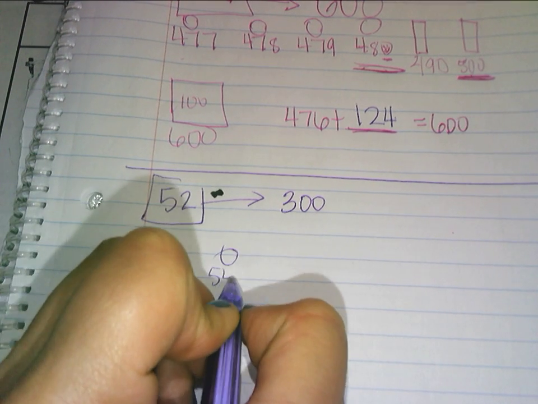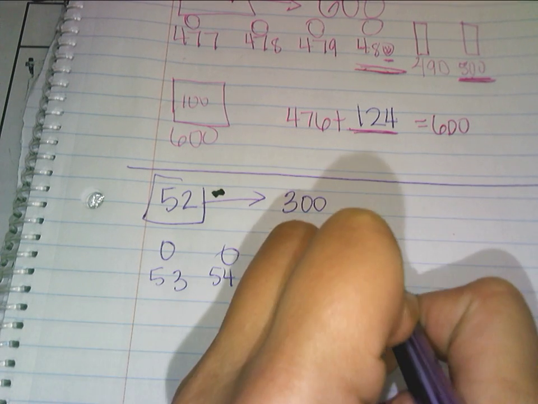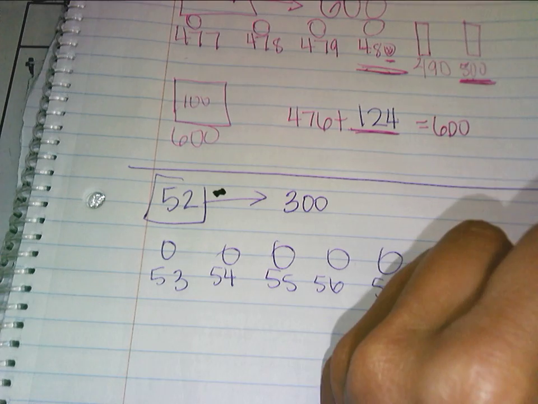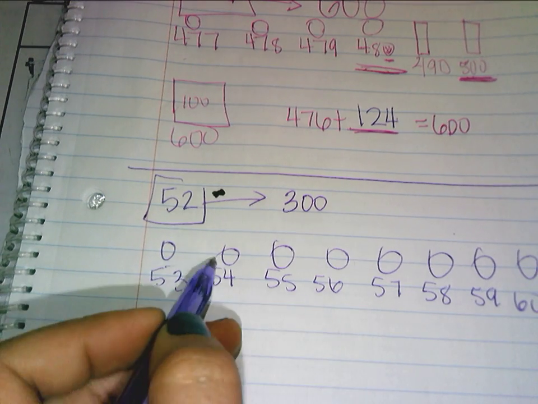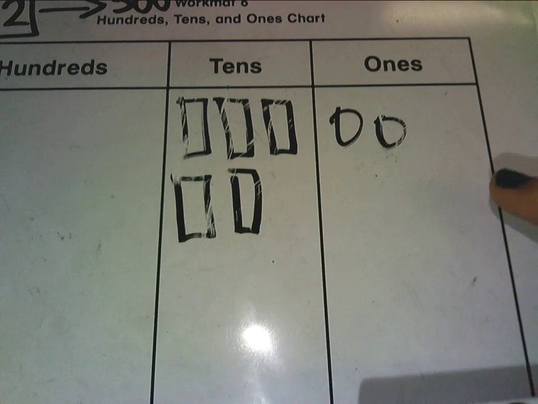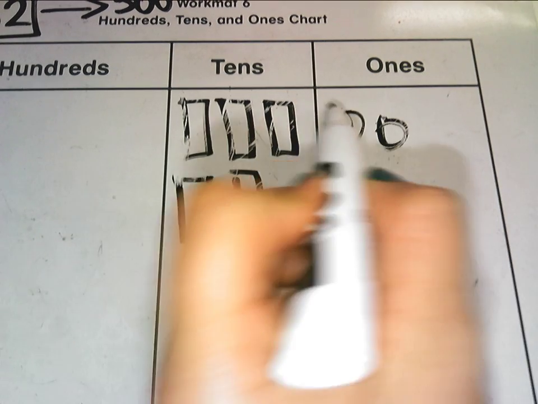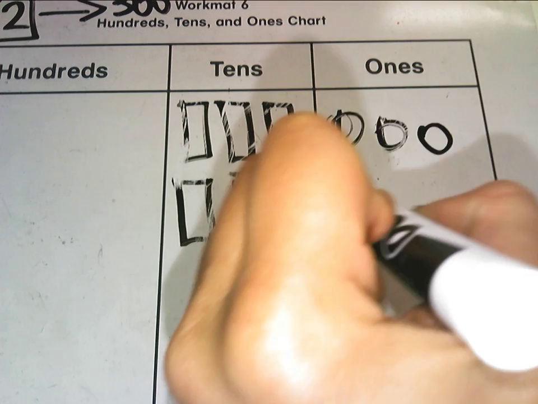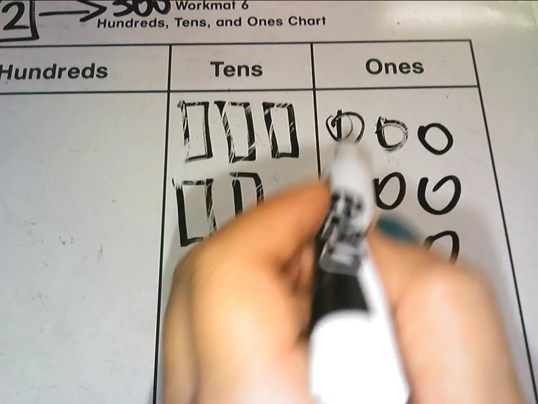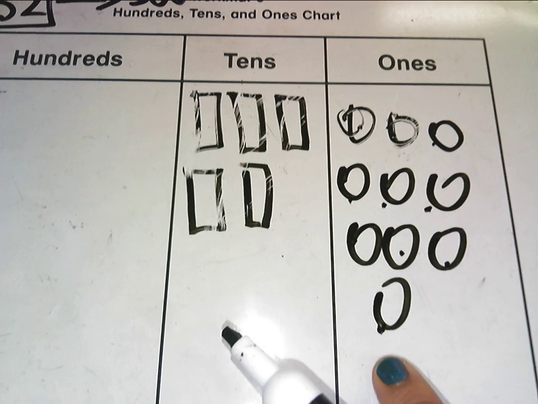53, 54, 55, 56, 57, 58, 59, 60. 1, 2, 3, 4, 5, 6, 7, 8. 8 more ones. So I'm going to draw 8 more ones right here. So this will be 52, remember, because I'm showing 52, 53, 54, 55, 56, 57, 58, 59, 60. 1, 2, 3, 4, 5, 6, 7, 8, 9, 10. Ooh, I have 10 ones.